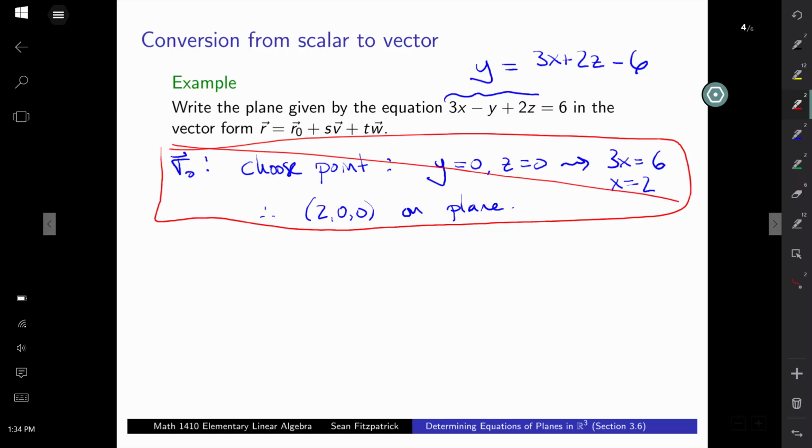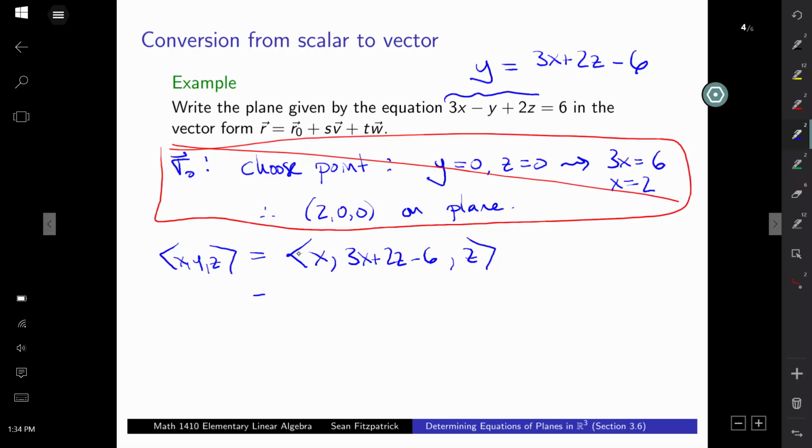We'll see that we don't need to do it. We can do everything all at once. How do we do it? Well, once we've got y in terms of x and z, then x, y, z, I'm going to write that as x, and then 3x plus 2z minus 6, and then z.